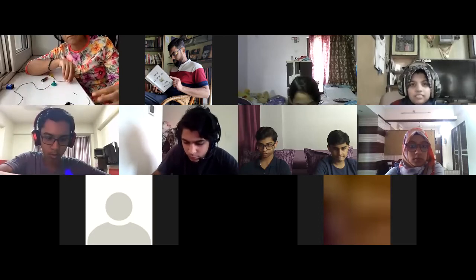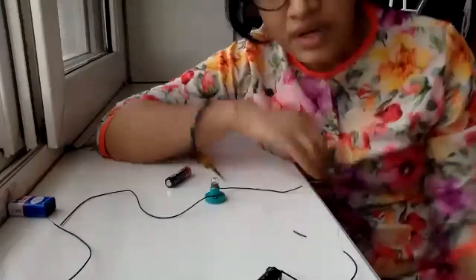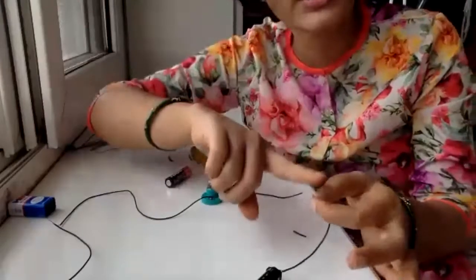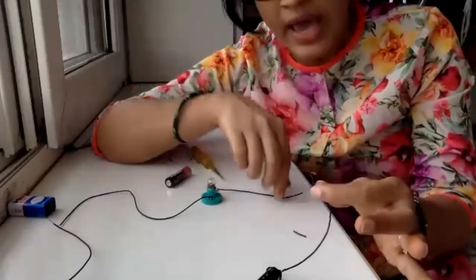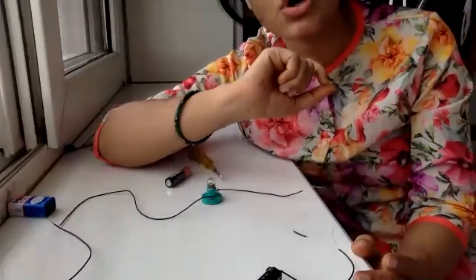Shruti ma'am, when you touch the current, don't you get shocked? This is very small. You should not touch this naked wire, okay? And since we are using just a small voltage battery now, you'll not get shocked.